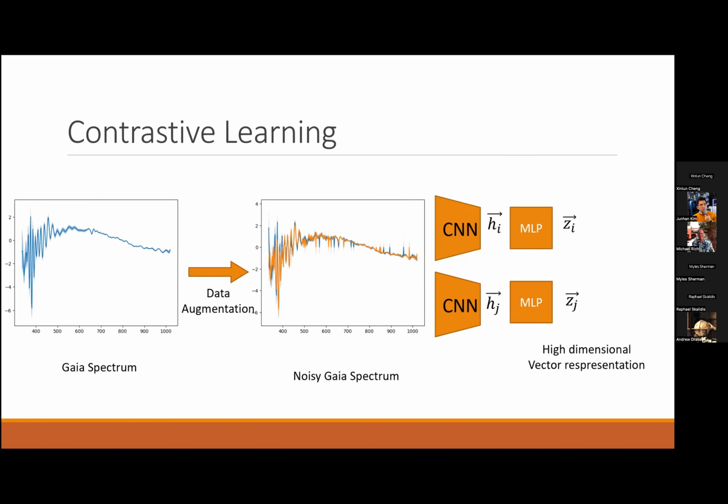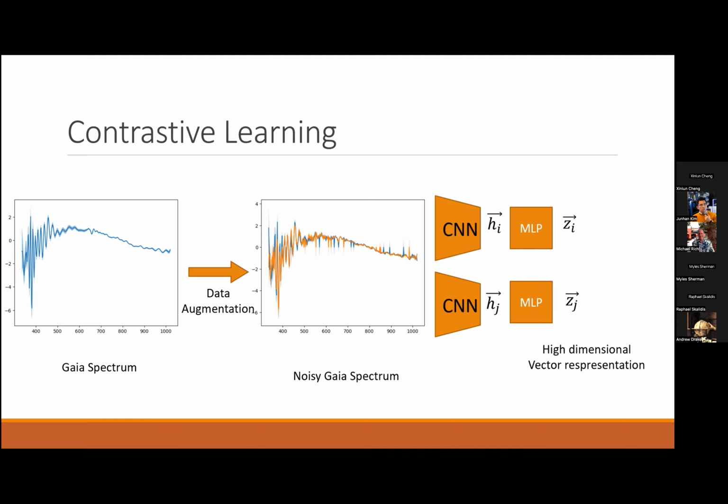So instead of images, what will happen if the input is a spectrum? Well, here's a Gaia spectrum. We input it, and through data augmentation, we acquire two spectra. They are much more noisy than the ones we had before. Now we feed it into a one-dimensional convolutional neural network, and we get some hidden representations, also through a multi-layer perceptron to get the final high-dimensional vector representation.